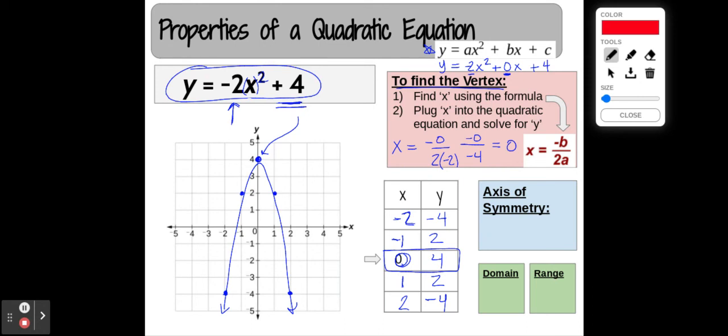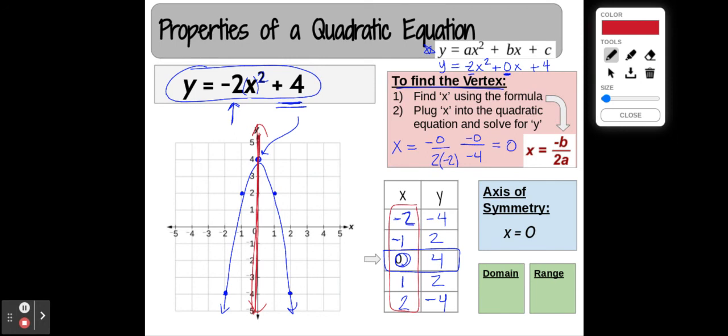Okay, axis of symmetry. I'm going to switch colors here. All right, the axis of symmetry goes right through the vertex. Again, whoops, that's not very straight, but you get the point. It's an equation. It only goes through the x-axis at point 0, so it's going to be the equation x equals 0. As soon as the parabola starts moving right or left on the graph, our axis of symmetry is going to change.